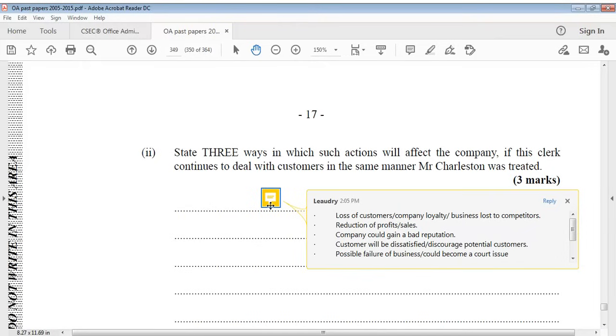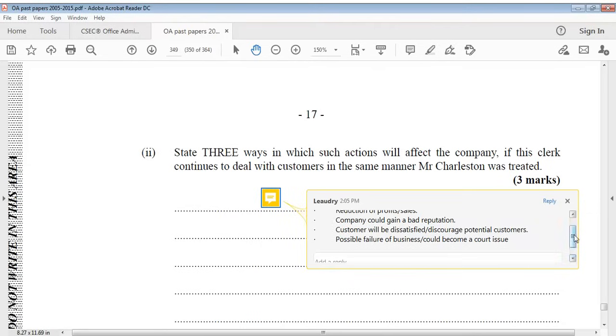Well, 1, they're going to have loss of customers or company loyalty, and business will be lost to competitors. 2. Reduction of profits or sales. 3. The company could gain a bad reputation. 4. Customers will be dissatisfied or discourage potential customers. 5. Possible failure of business or it could become a court issue.